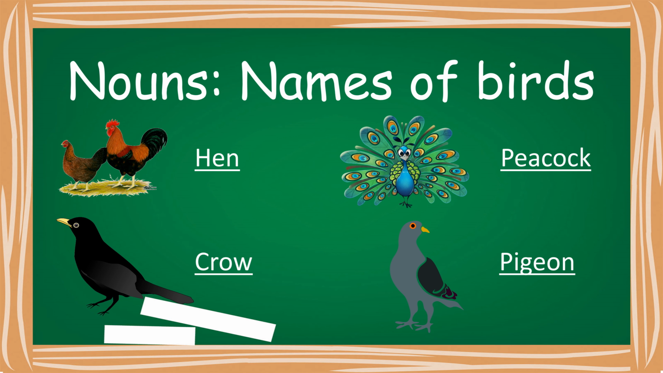Also, sometimes the names of the pet animal that you have also comes under nouns. For example, Jimmy, that is the name of your dog. That is also coming under noun.